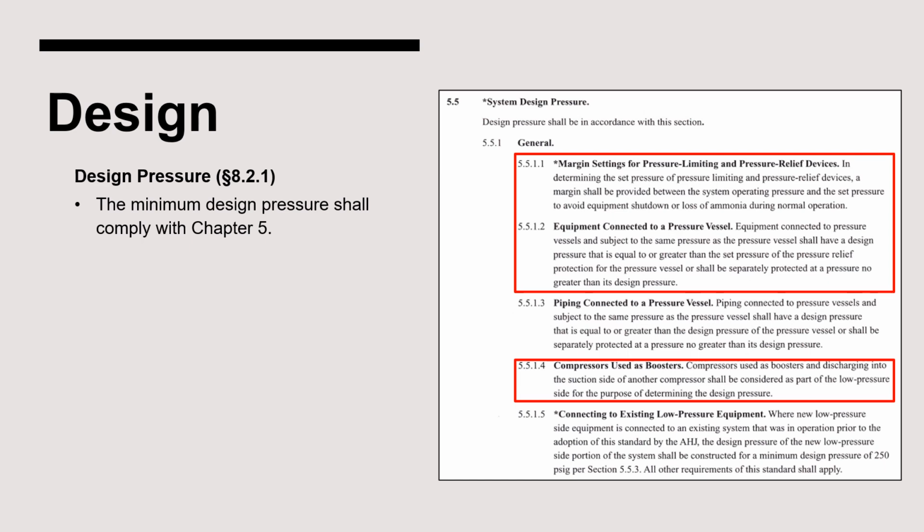Lastly, item 4 addresses compressors that are used in booster applications. These compressors discharge into the suction side of another compressor and therefore shall be considered as part of the low pressure side of the system when determining design pressure.